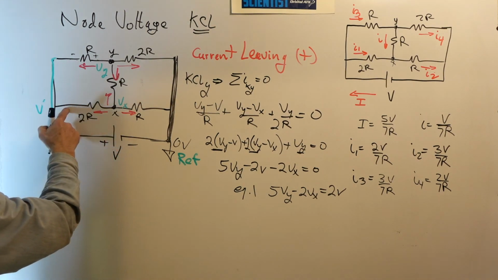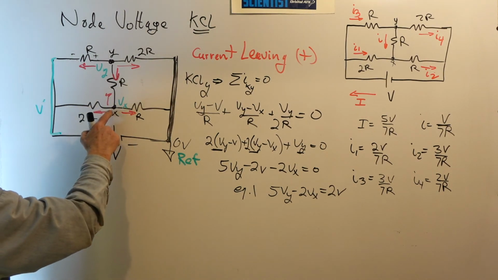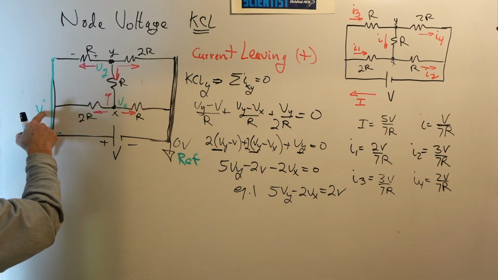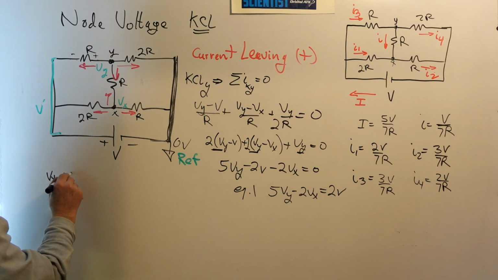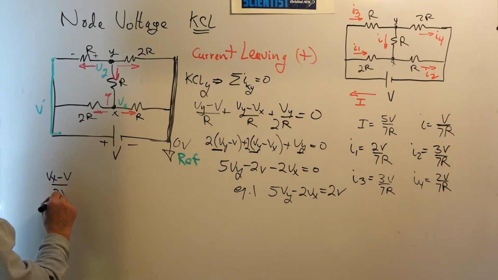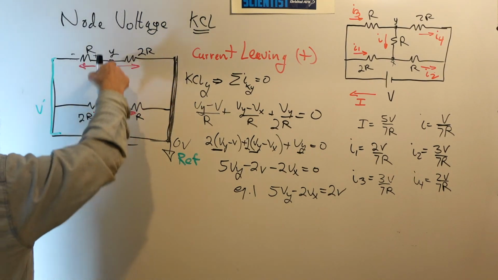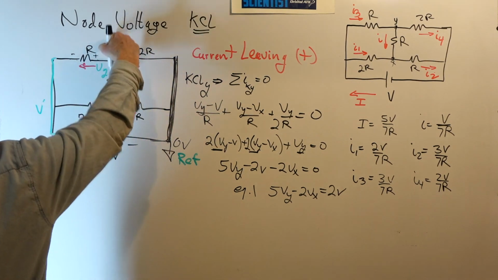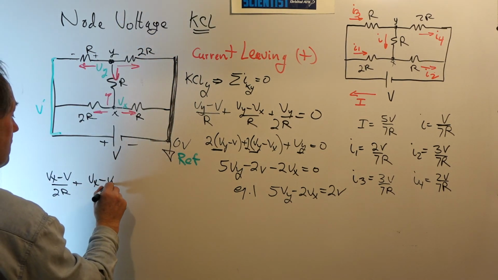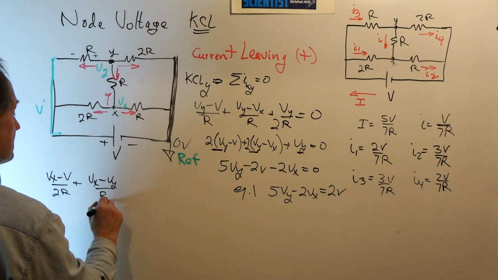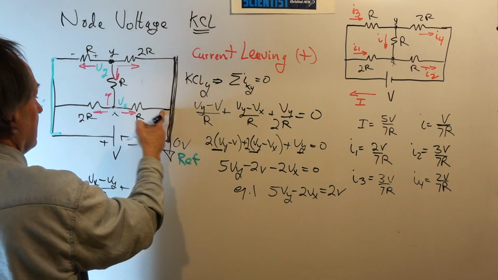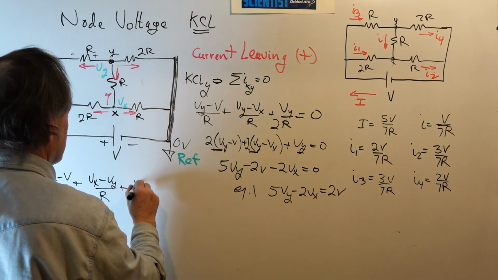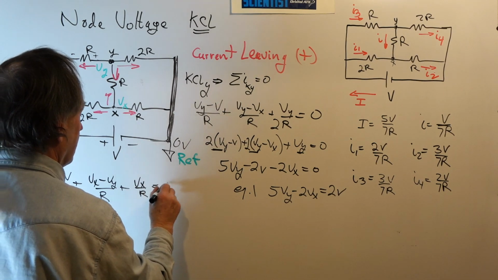We'll take the current leaving as positive, so the current through this resistor is Vx minus the voltage on this node, which is V. So we have Vx minus V divided by the resistance, which is 2R, plus the current in this resistor, which is Vx minus Vy. We're going in this direction, so it's Vx minus Vy over the resistance, which is R, plus the current in this resistor, which is Vx minus 0, or just Vx over R, and that's equal to 0.